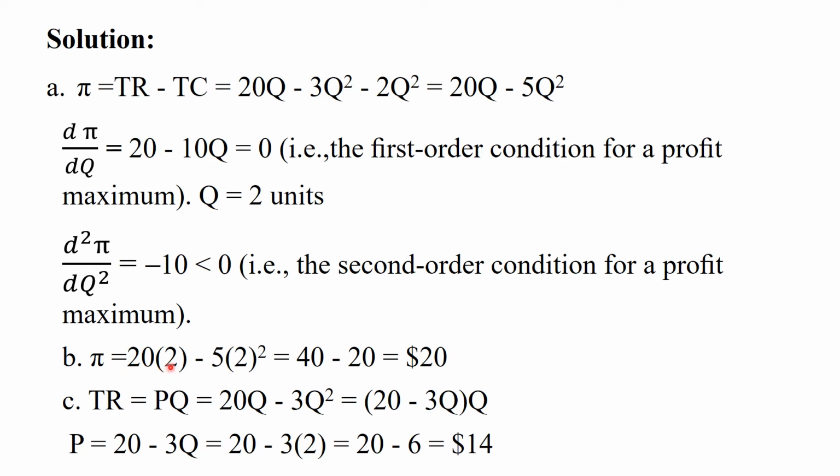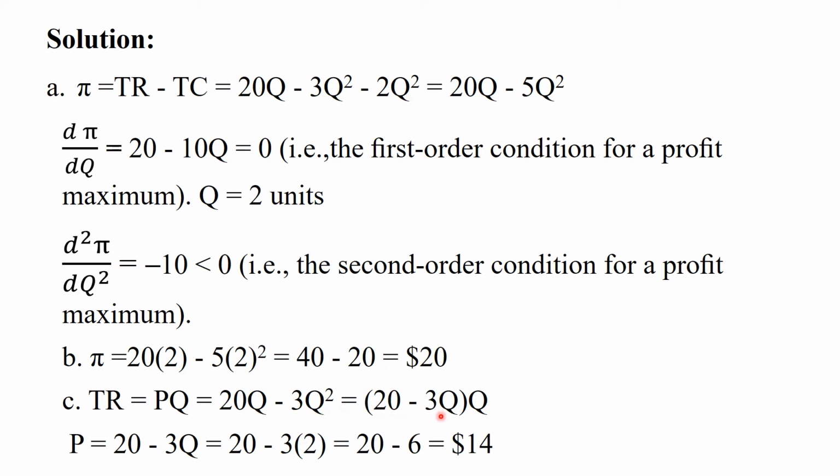So we have to substitute 2 instead of Q in the same equation after simplifying. We take 20 times 2 and minus 5 times 2 power 2, and then it will be 20. This is the profit, 20. Total revenue equals price times quantity equals 20. So we say price times quantity equals 20, where 20 is total revenue, which is the equation that we have.